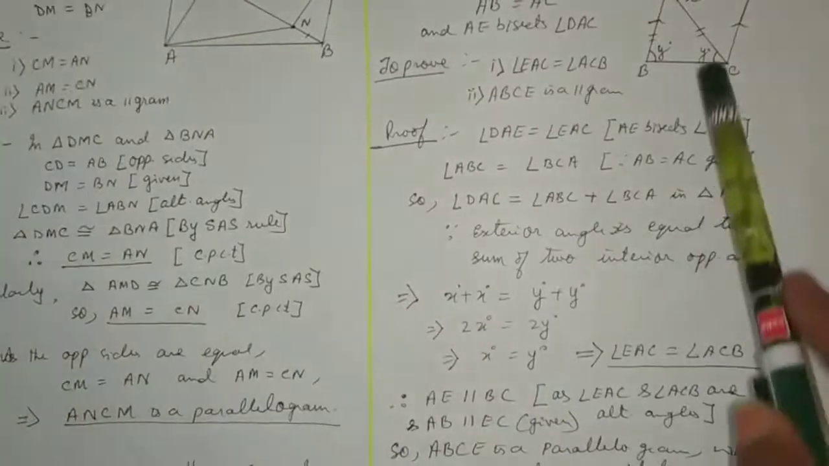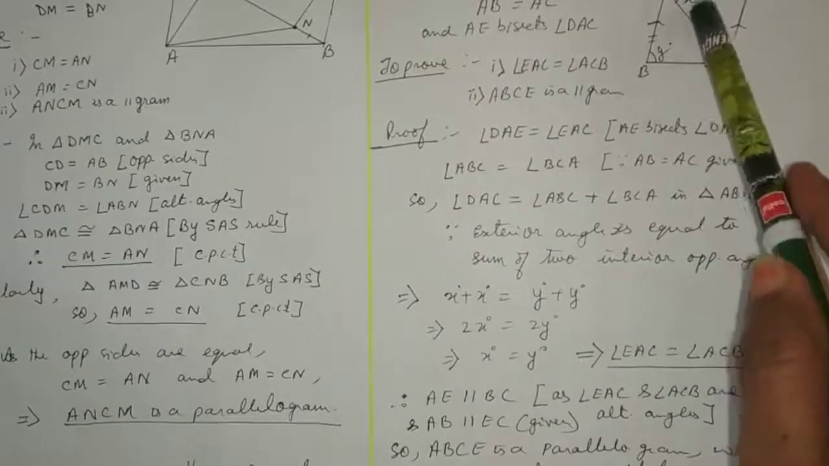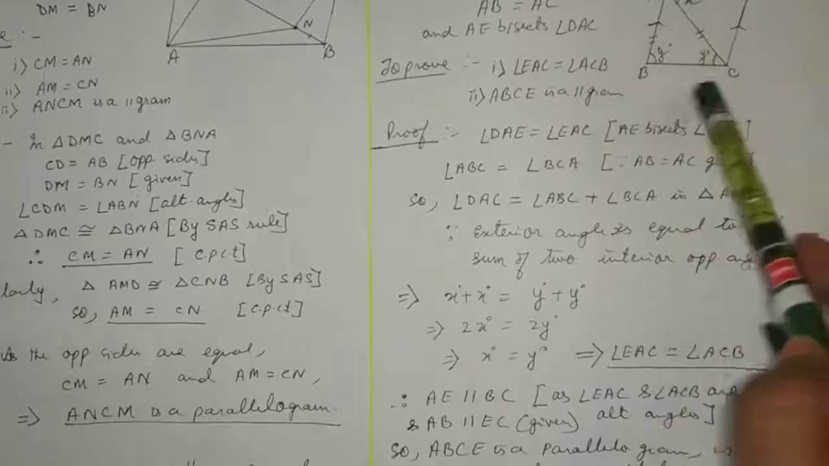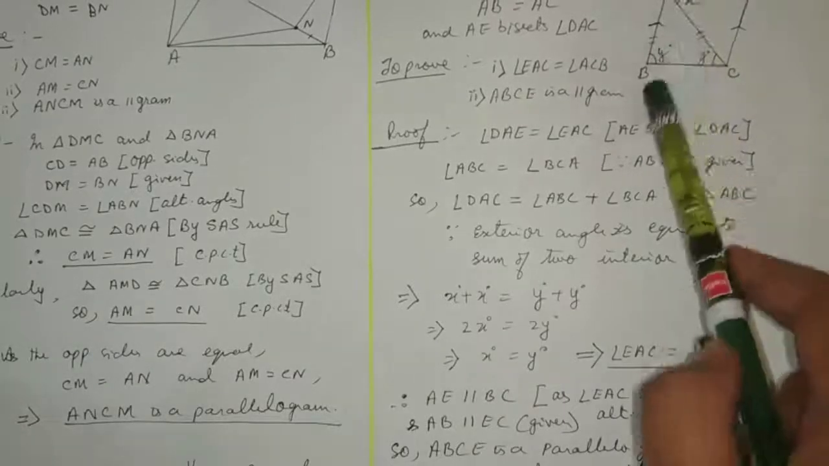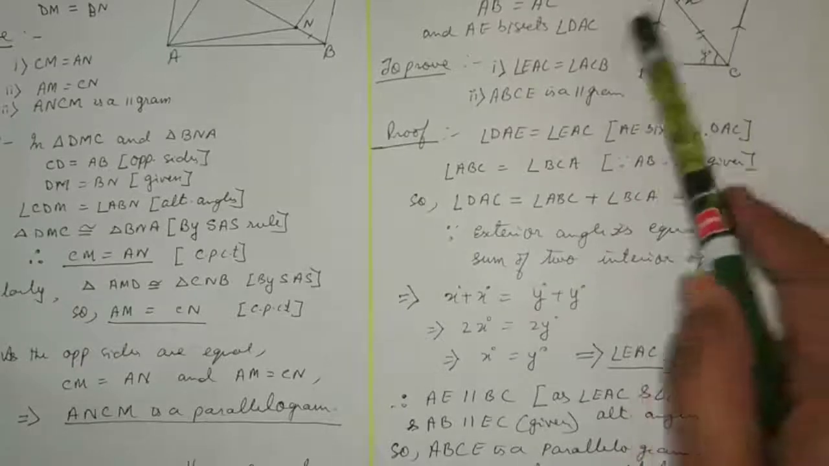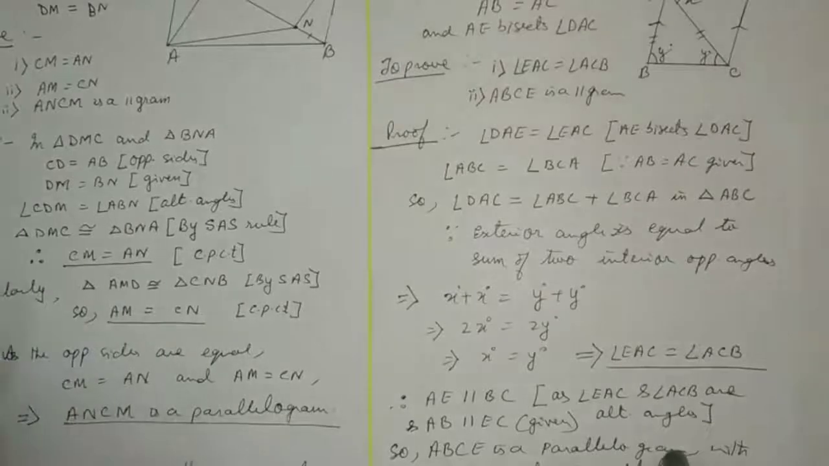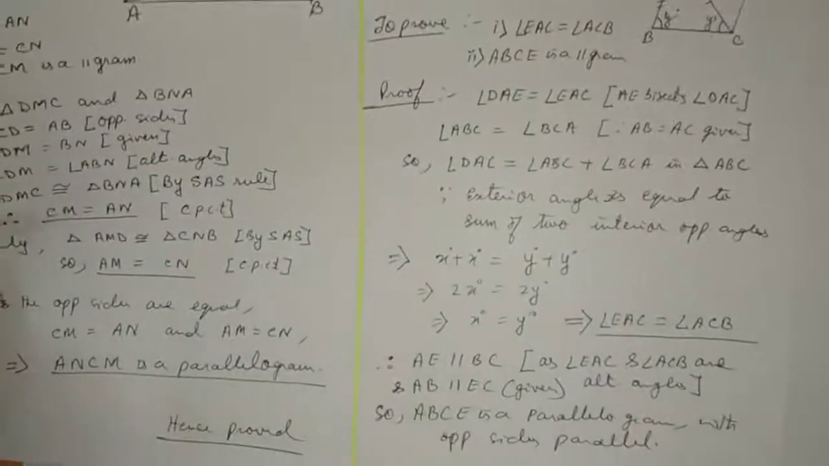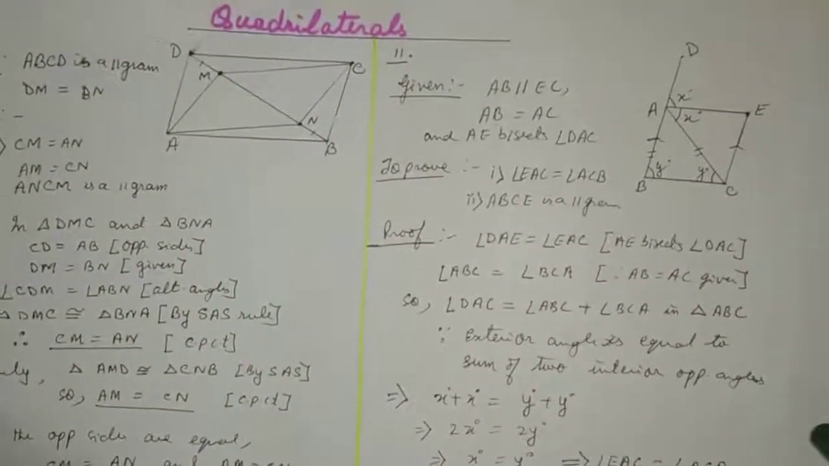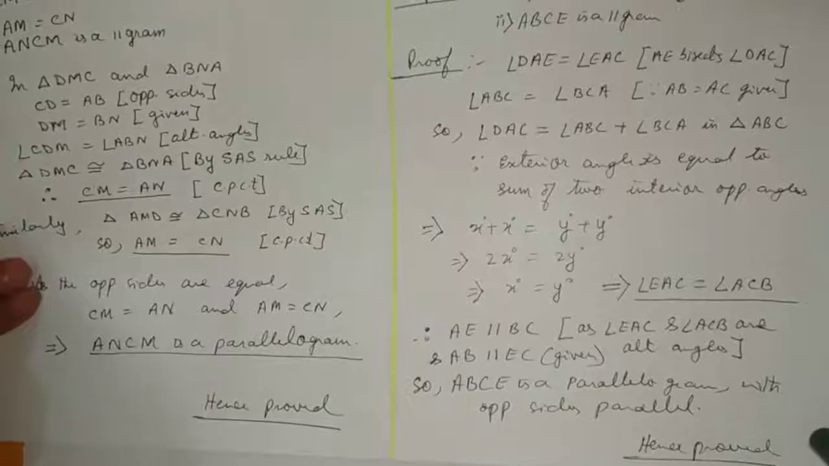Now since x is equal to y, they are alternate interior angles. So AE and BC are parallel. AB and EC parallel is given in the question. So ABCE is a parallelogram where opposite sides are parallel. Now this is the working which I have done for you here. This is the question diagram and this is the working. You can note it down.